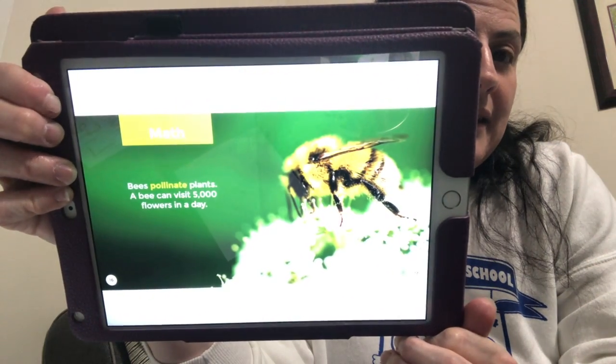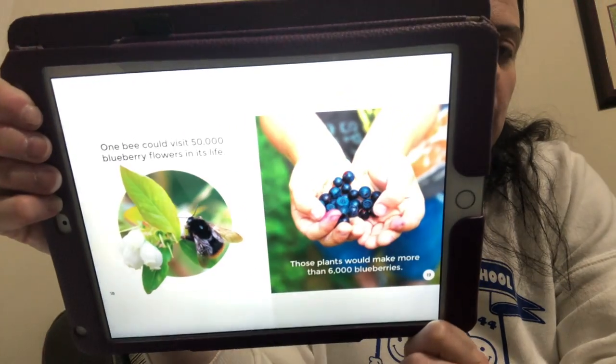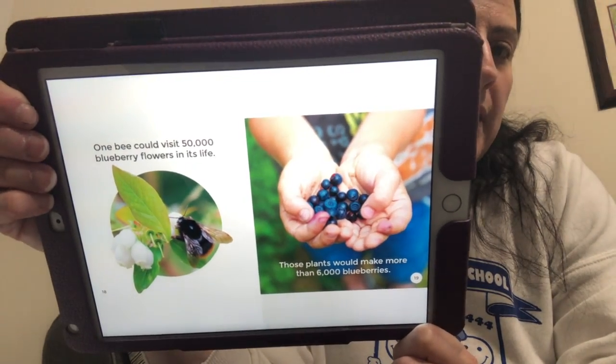Math. Bees pollinate plants. A bee can visit 5,000 flowers in a day. See, bees pollinate. Just like butterflies. One bee could visit 50,000 blueberry flowers in its life. Those plants would make more than 6,000 blueberries. Ooh, that's a lot of blueberries.